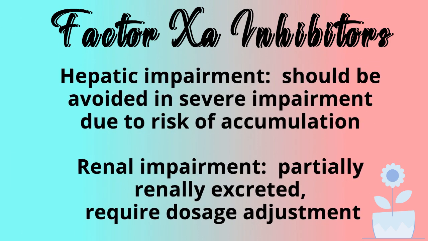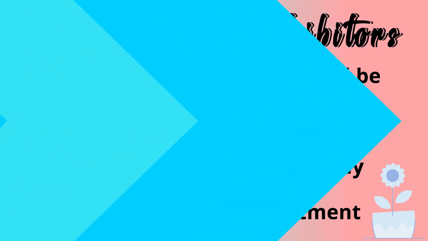For all of these factor Xa inhibitors, they should be avoided in severe hepatic impairment. There's a risk of accumulation, and the dose needs to be adjusted, as I mentioned before, in patients with renal dysfunction. They all are partially renally excreted to varying degrees, and so you always have to look at the package insert, at the dosing recommendations, to see when you need to make an adjustment to a dose based on the patient's renal function.